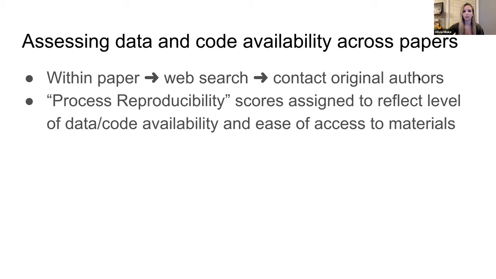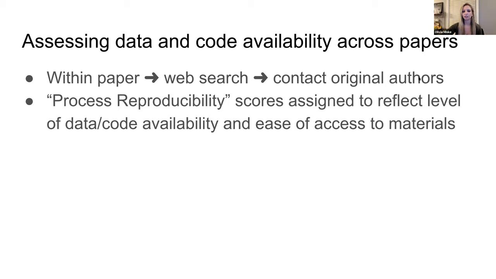And then if we don't find any there, we then conduct a web search for data and code, looking at various sources. So we do a general Google search and then look through common data repositories like ICPSR or OSF. And then we also check a few other places like author websites and lab websites that sometimes have original data on them. And finally, from there, if we still don't locate original materials, we will reach out to the original authors directly and ask for their data or code.